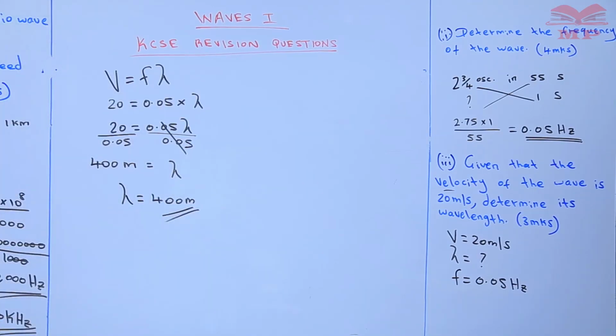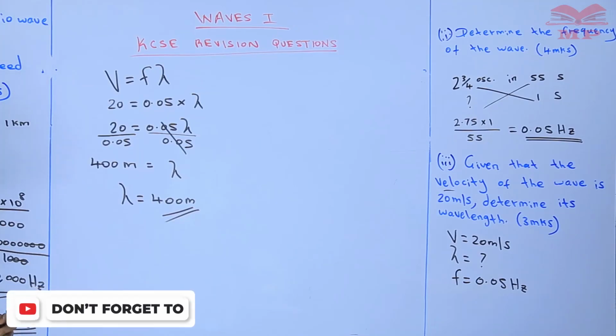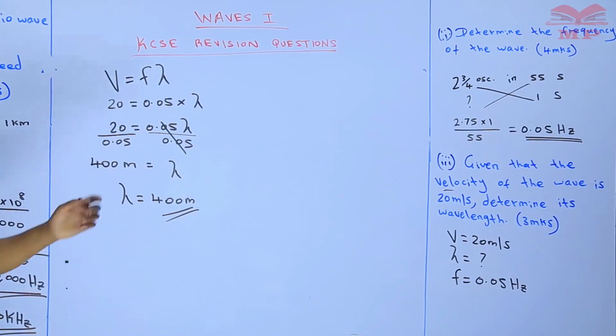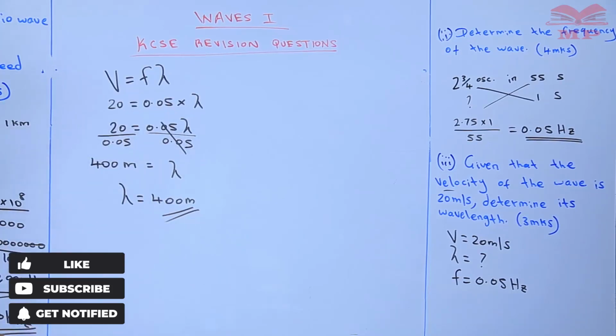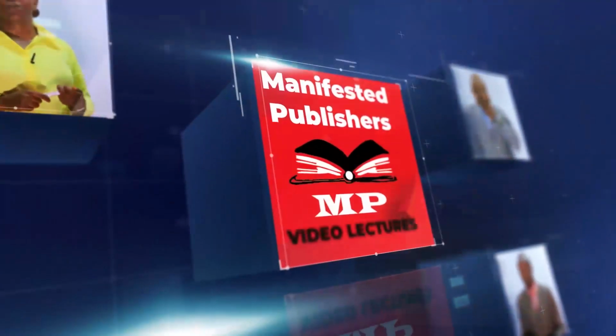So that's how we calculate wavelength from the wave equation: v is equal to frequency multiplied by the wavelength. Hope that question is clear. So it was one question carrying 4 marks plus 3, 7, plus 1, 8 marks on waves.